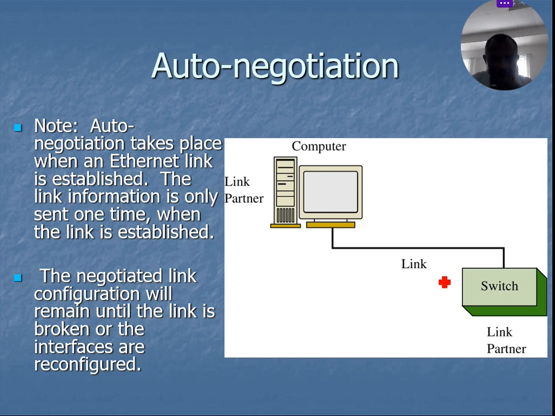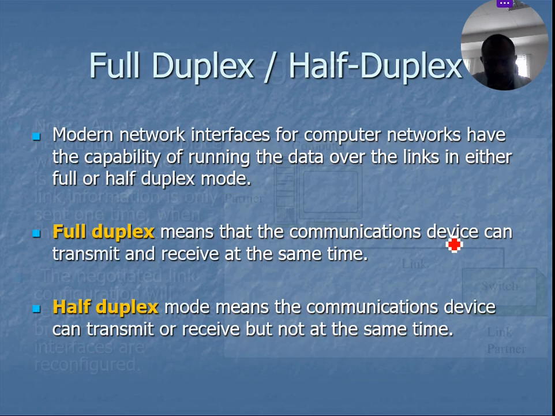The negotiated link configuration will remain until the link is broken or the interfaces are reconfigured. The only time they auto negotiate a link between themselves again is when this link is broken, or when you decide to reconfigure the interface. That's when you lose the link between this computer and the switch. If not, it stays, so it can be used repeatedly as many times as possible.